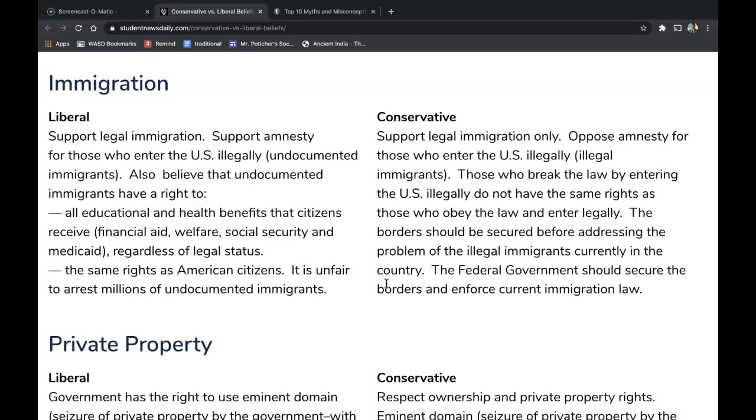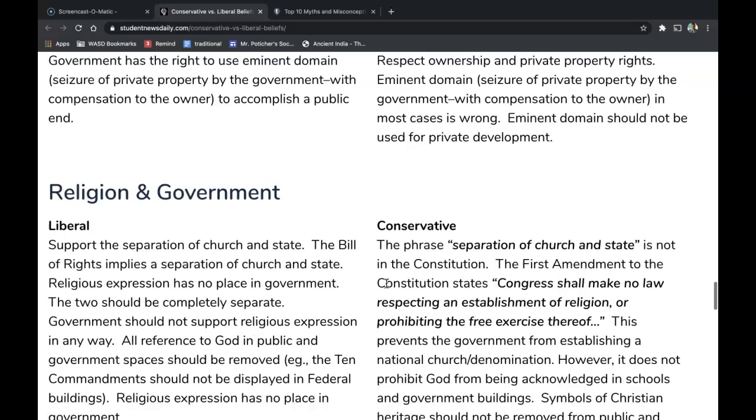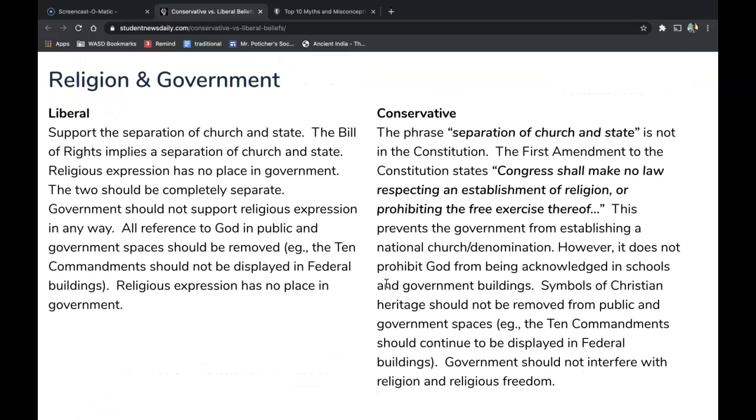Conservatives and Republicans, on the other hand, do support legal immigration only. They oppose amnesty for those who enter the U.S. illegally. Legal immigrants, of course, and those who break the law by entering the U.S. illegally do not have the same rights as those who obey the law and enter legally. The borders should be secured before addressing the problem of illegal immigrants currently in the country. The federal government should secure the borders and enforce current immigration law.